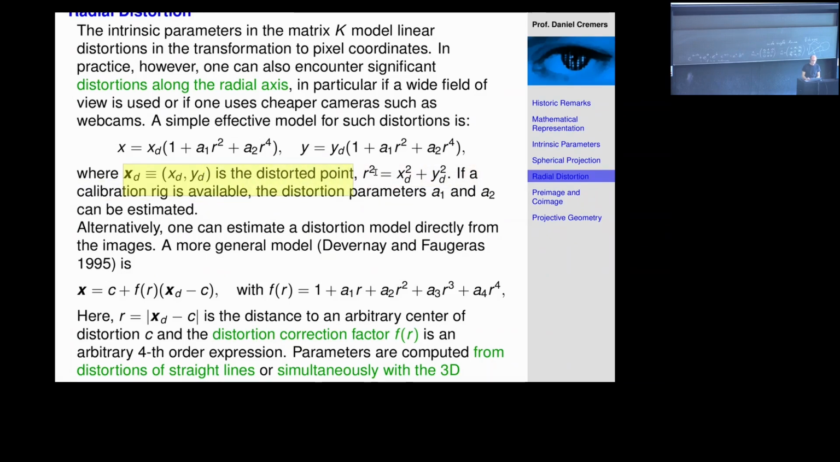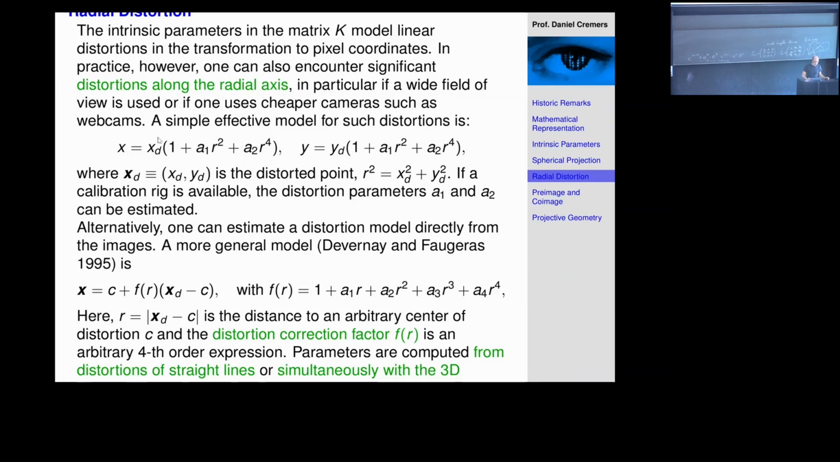And then the distance from the center of that point is obviously r, right? Xd squared plus yd squared is r squared. So that is the radius from the center. And then you have a distortion that depends on this radius. And you have parameters a1 and a2 that tell you how much distortion do I get the further away from the center I am.